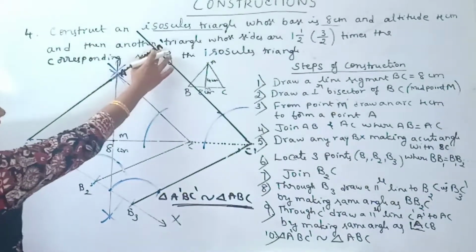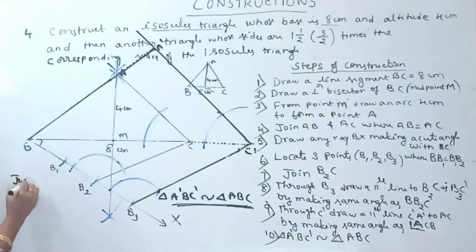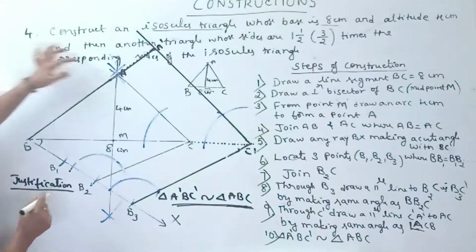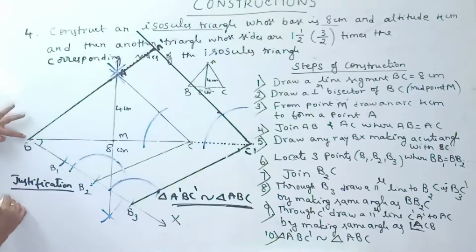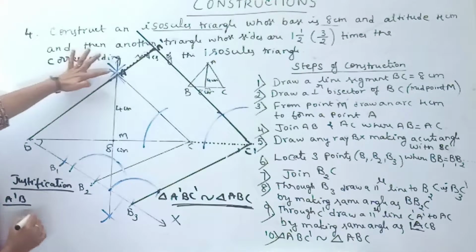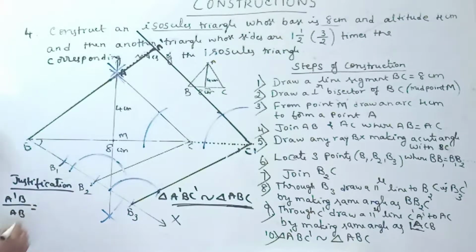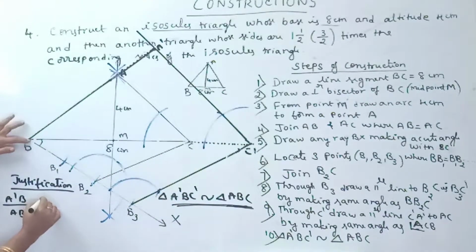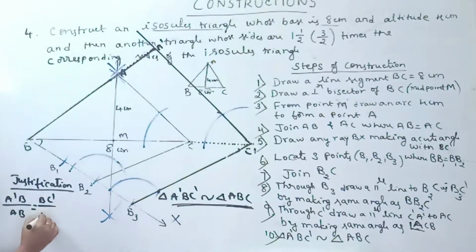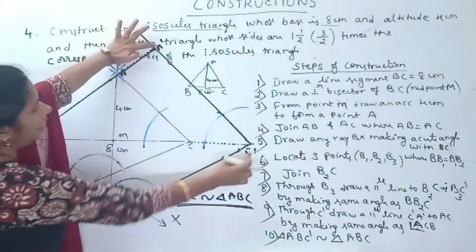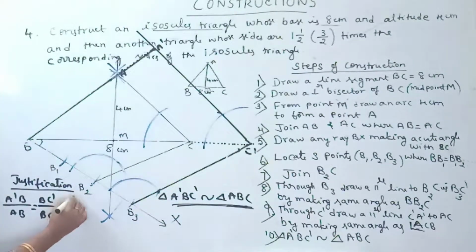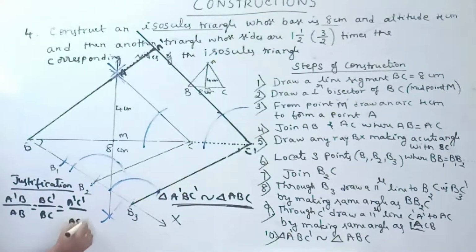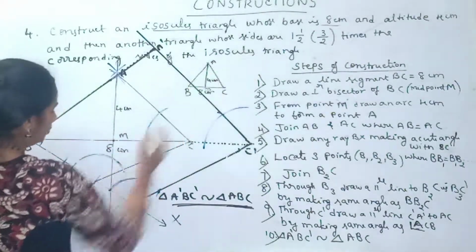How to write the justification, children? Justification. A dash B by AB equal to BC dash by BC equal to A dash C dash by AC equal to, what is the ratio? It is 3/2.